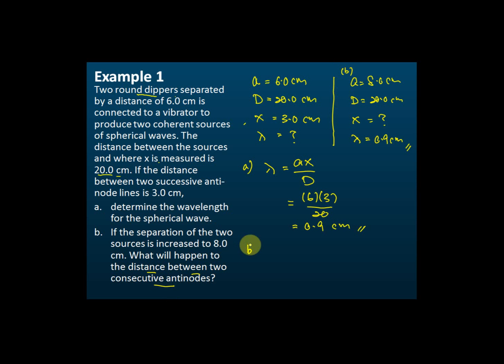Again we use the same formula, lambda equals a x over D, with a equal to 8, x unknown, D equal to 20, and lambda equal to 0.9. Then by using your calculator you should get the answer x equal to 2.25 cm. The distance between two consecutive antinodes is equal to 2.25 cm.